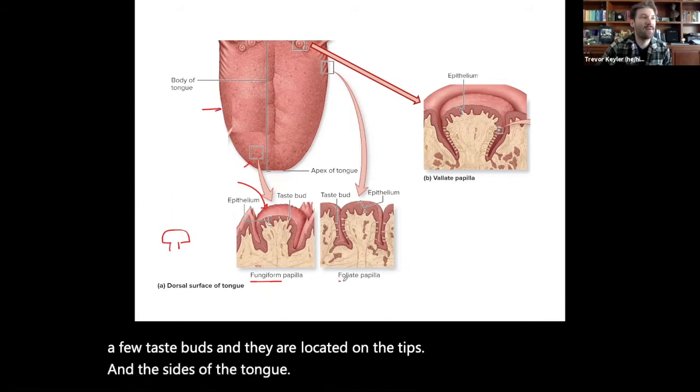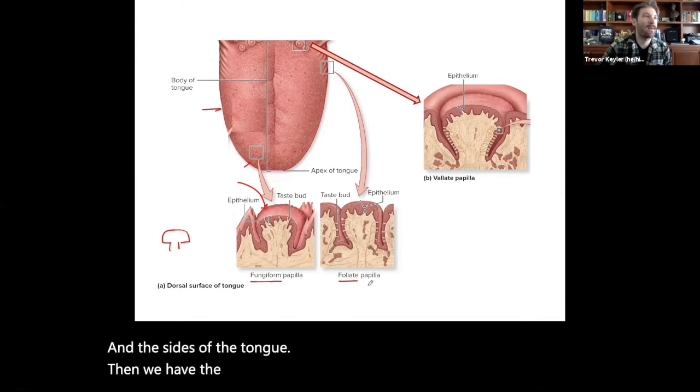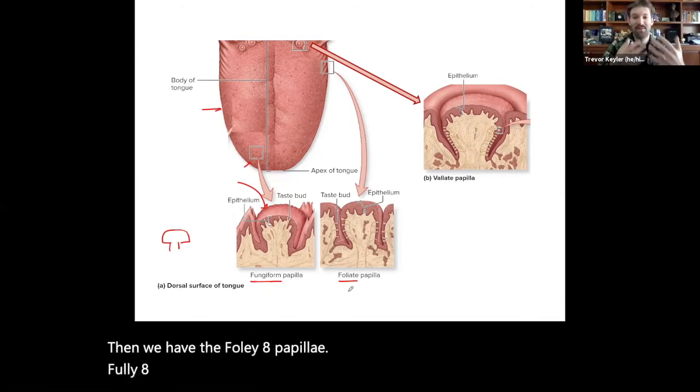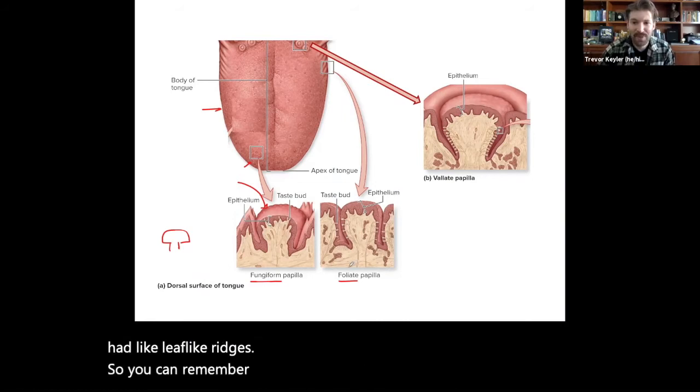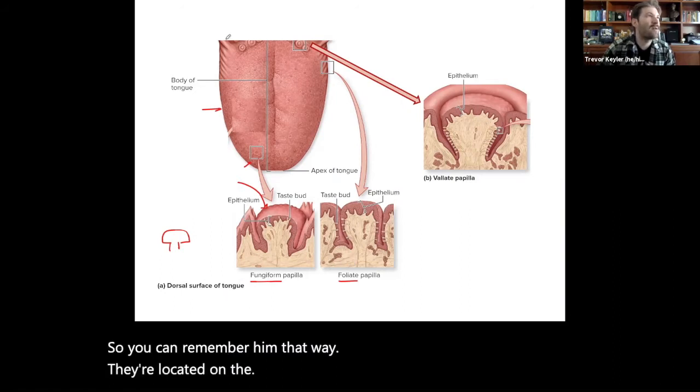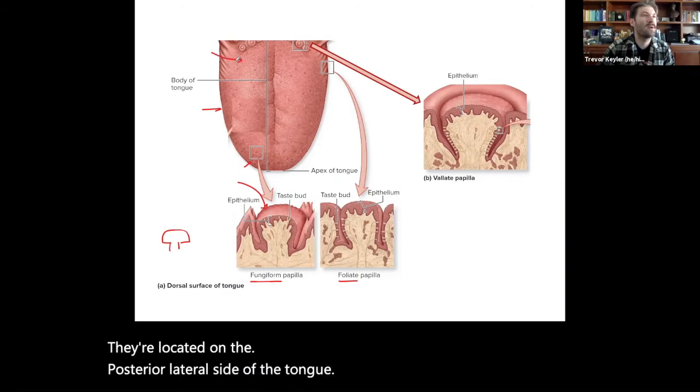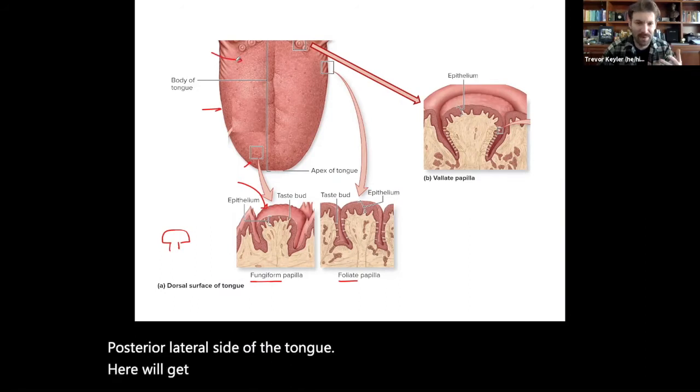Then we have the foliate papillae. Foliate meaning like foliage, because whoever discovered them thought they had like leaf-like ridges. Okay. So you can kind of remember them that way. They're located on the posterior lateral side of the tongue. Back here. We'll look at another slide of how they appear within complete anatomy next.